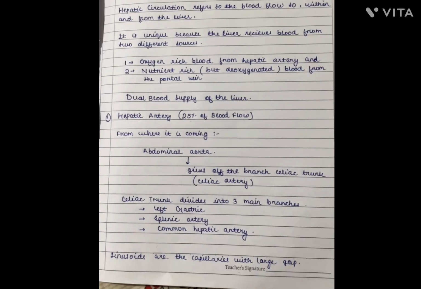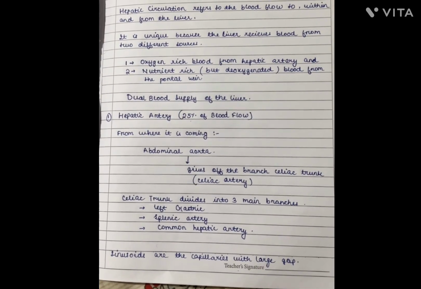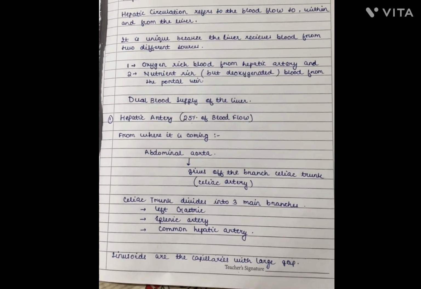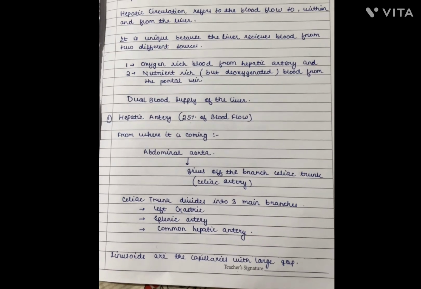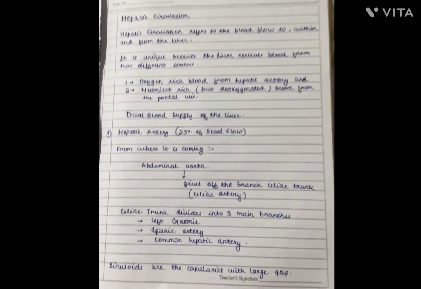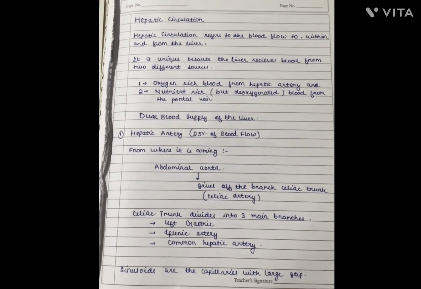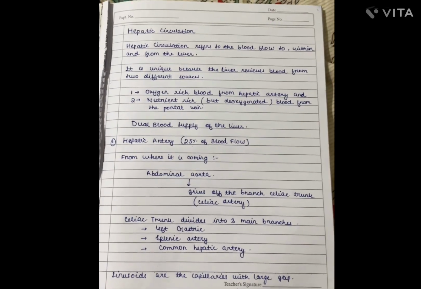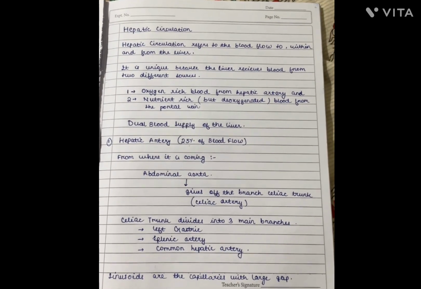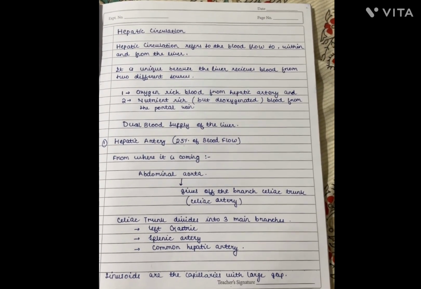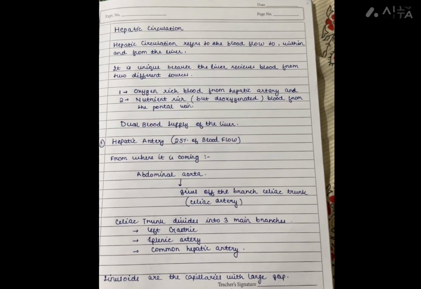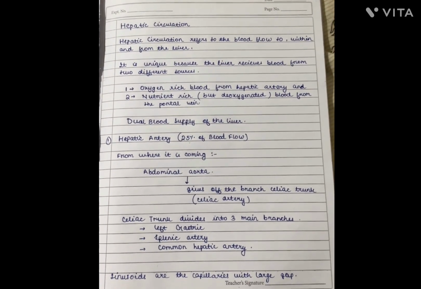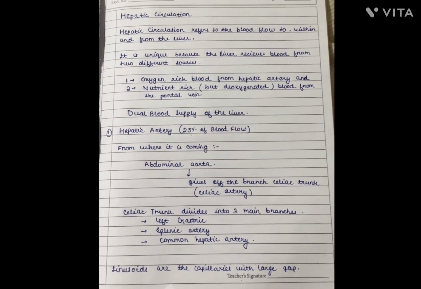Now we will look at the dual blood supply of the liver. The liver is the organ that receives dual blood supply, one from the hepatic artery and one from the portal vein. So first we will look at the hepatic artery. Where is it coming from? It is coming from the abdominal aorta that gives off the branch celiac artery. If you are not understanding from the written format, I will show you in the diagram.